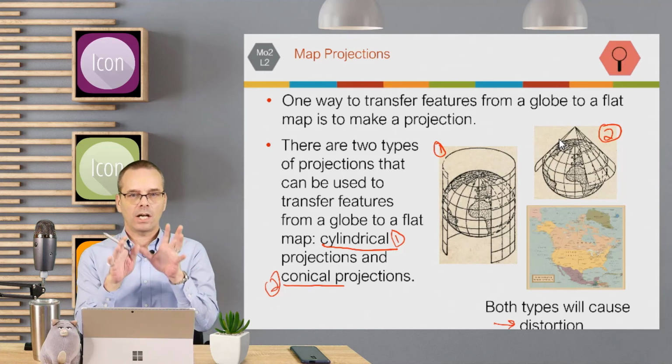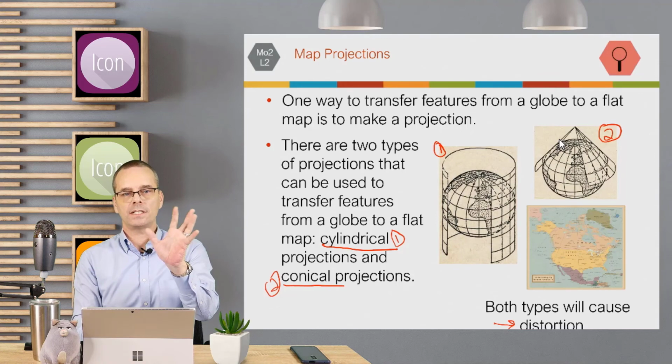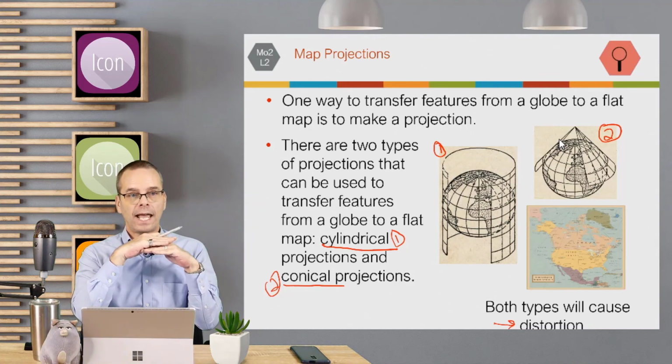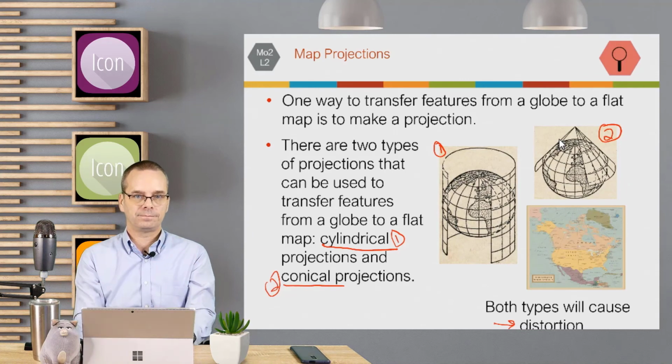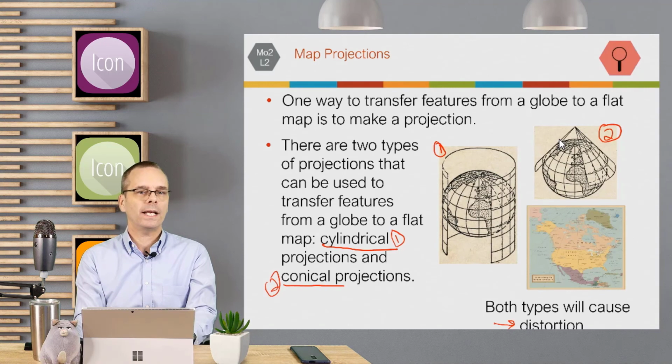Now, understand that both of these maps, whether they are cylindrical or conical, have distortion. That means they are not true pictures of the Earth. All right? There's no way to take a three-dimensional round sphere and turn it into an accurate flat map. There's always going to be a little bit of difference on the map that isn't quite accurate.